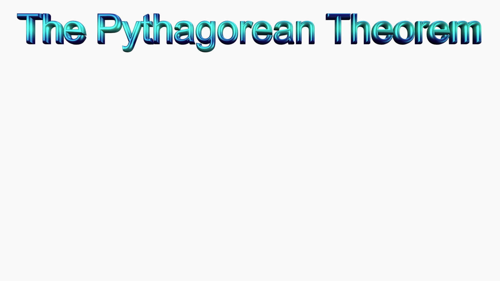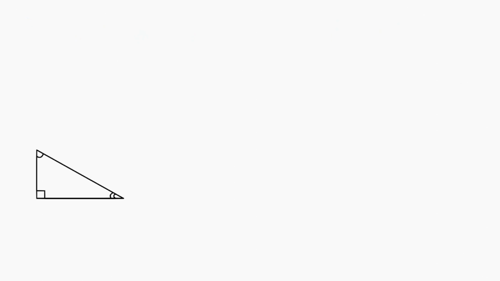The Pythagorean Theorem. In this video, we are going to prove the Pythagorean Theorem using some simple geometric arguments. The Pythagorean Theorem states that if we have a right triangle with legs of length a and b and hypotenuse of length c, then a squared plus b squared equals c squared.